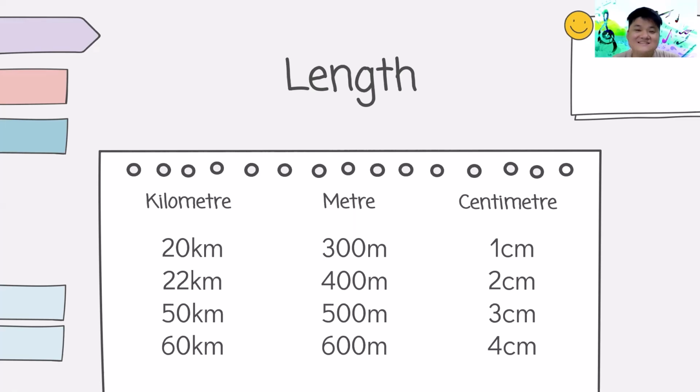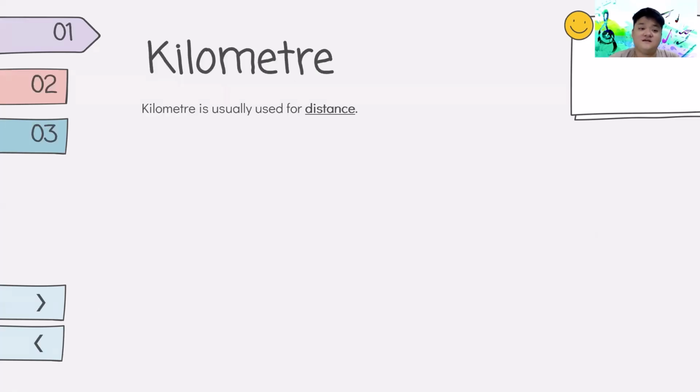Excellent. All right. So let's look at kilometer. Kilometer is usually used for distance. Distance means how far one place is from another. Okay? Kilometer is usually used for distance. A little bit of Malay explanation. Kilometer biasanya digunakan untuk mengukur jarak antara dua tempat.